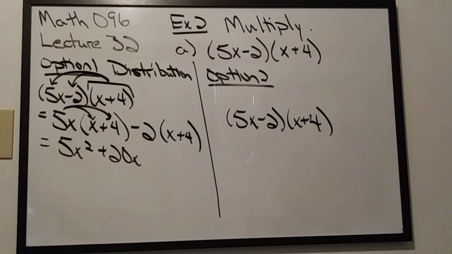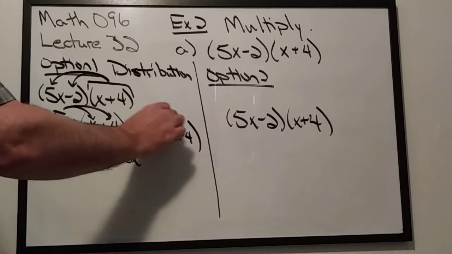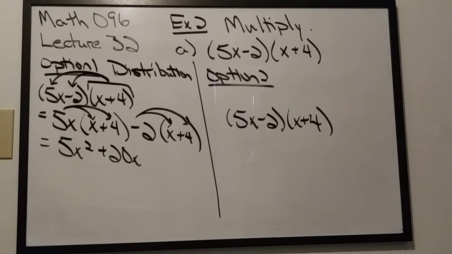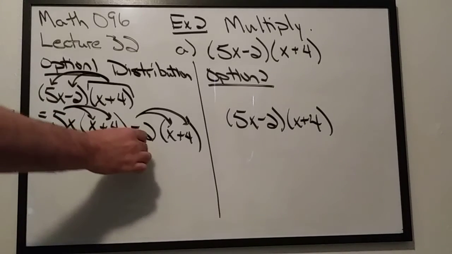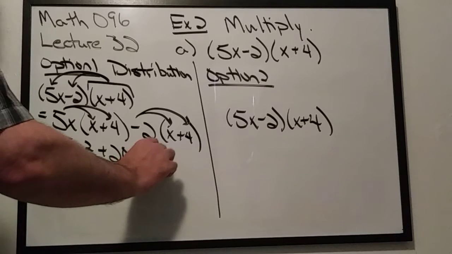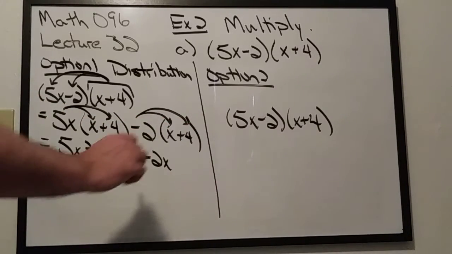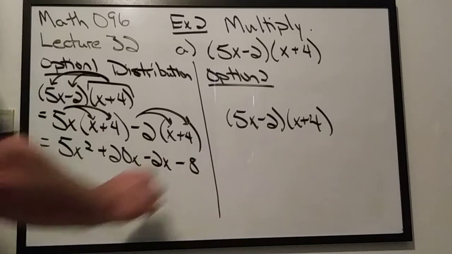Now I'll do the same thing with the negative 2 and the x plus 4. When I distribute the negative 2 through, you have to be careful about making sure that not only are you distributing the 2, but also the negative. So if I distribute the negative 2 through to the positive x, that's going to be a negative 2x. Then when I distribute the negative 2 through to the positive 4, I'm going to get a negative 8.